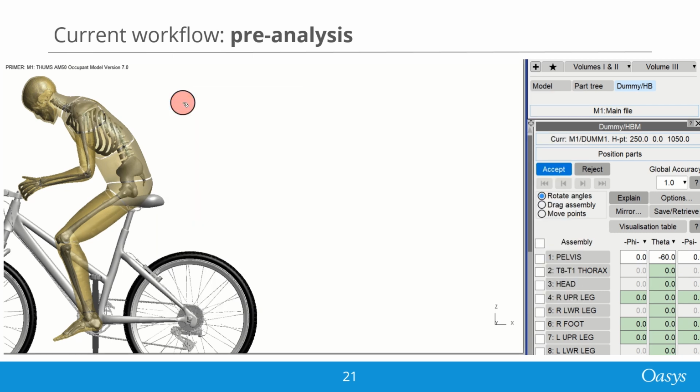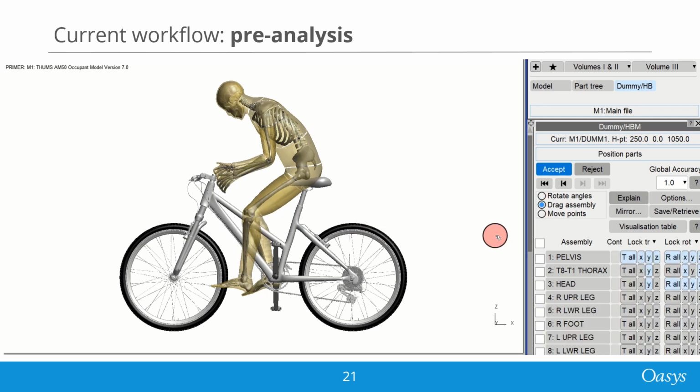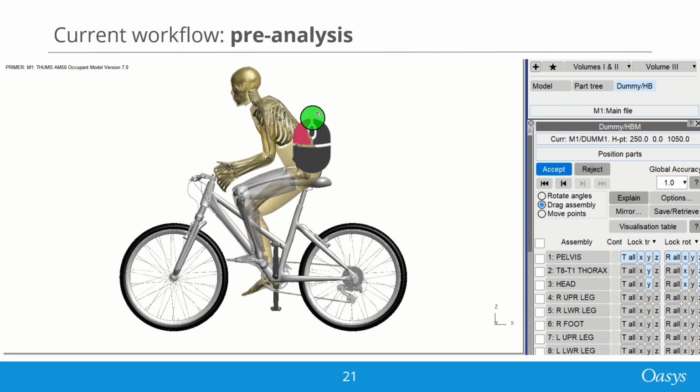Now positioning can take place by any combination of three methods. Using the Rotate Angles tool, assemblies are rotated about their parent joints, 1 degree of freedom at a time. Assemblies below the current one are moved as a rigid unit. Moving on to the drag assembly mode, limbs can be interactively picked and freely dragged, and all the unrestrained parts will follow, subject to the limitations of the joints. Here I'm dragging the feet onto the pedal.